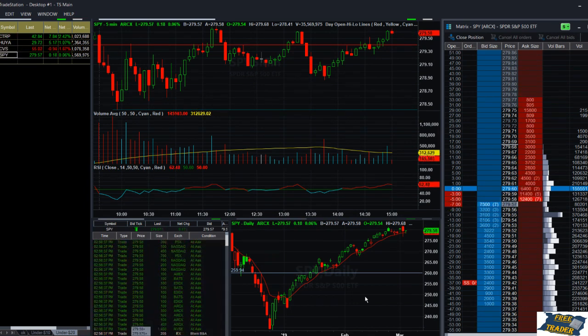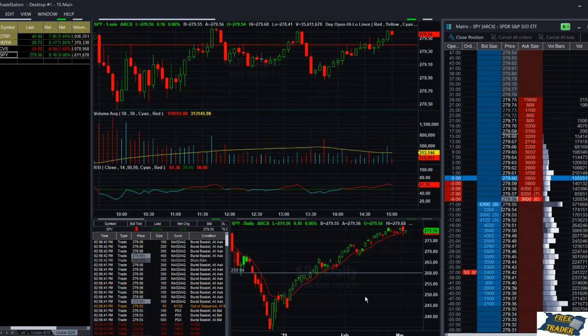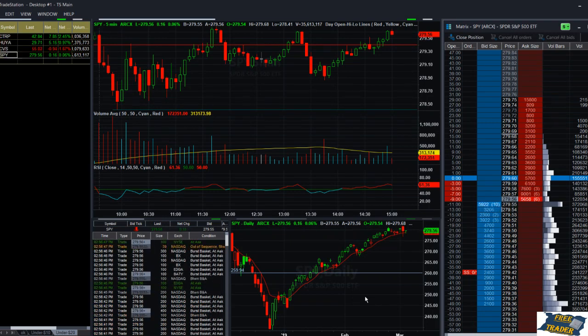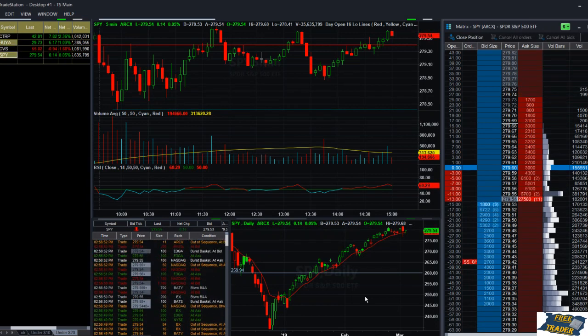It's still at 37. It's not moving downward. It's not gonna move downside because it is a trailing stop loss. I put in 20 cents.